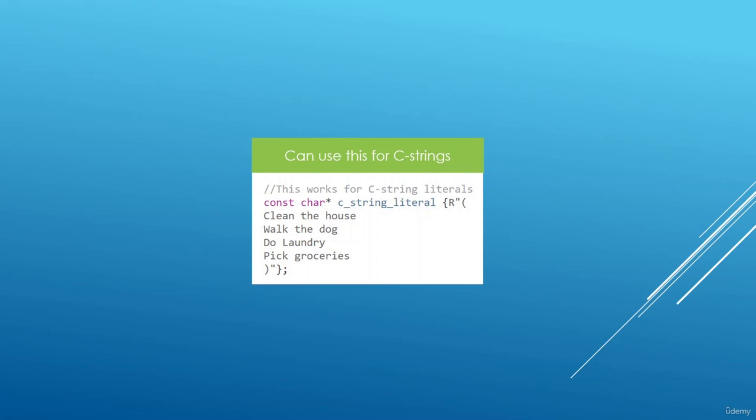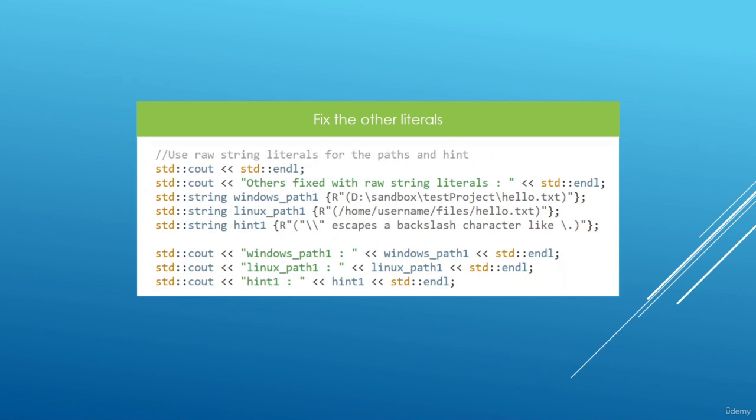It is also possible to do this with string literals. So here we have a const char pointer, which is really a C string. And we're going to initialize this guy with a raw string literal. And it is exactly going to do what we expect. We can also use raw string literals to fix the other escaped strings that we had. For example, we can fix our Windows path here. And you see that we don't have to escape this. It is exactly as we see it if we go and look at the path on our file system on Windows. And this is really cool.